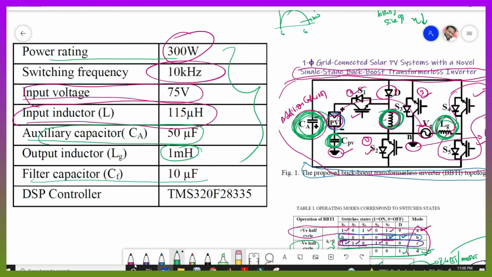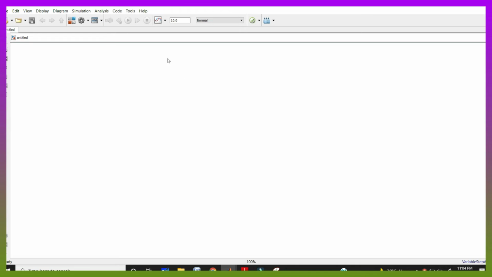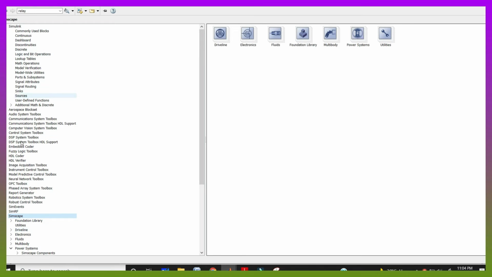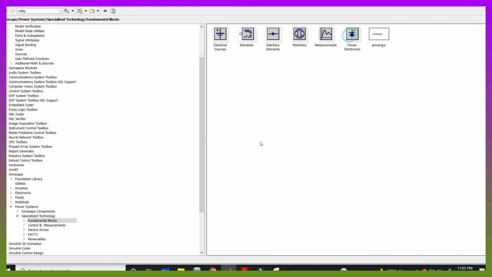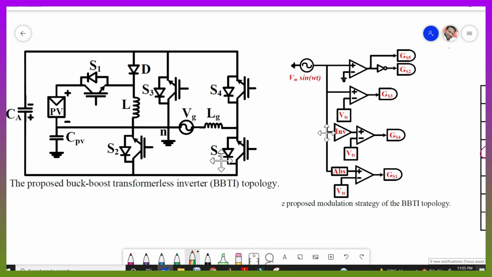Okay, now open your MATLAB. Here we need to connect our circuit. Go to the library to take the elements. This is the library: Simscape, Power Systems, Specialized Technology, Fundamental Blocks. Here you will get all the elements. First of all, take the elements you need. This is our circuit, right? We need a capacitor, a solar panel, an IGBT switch, and also inductors and a voltage source for the grid, and an inductor also, and we also need ground terminals, and a diode also.